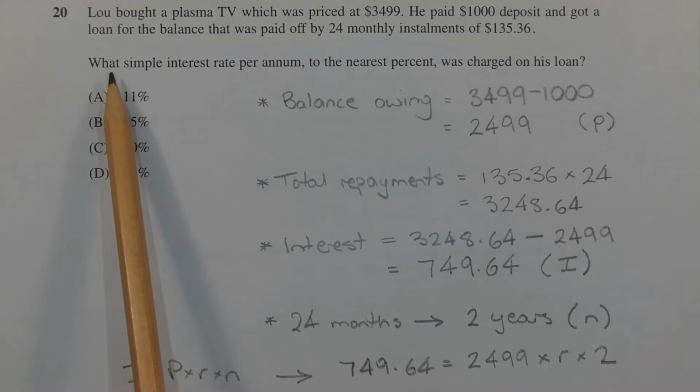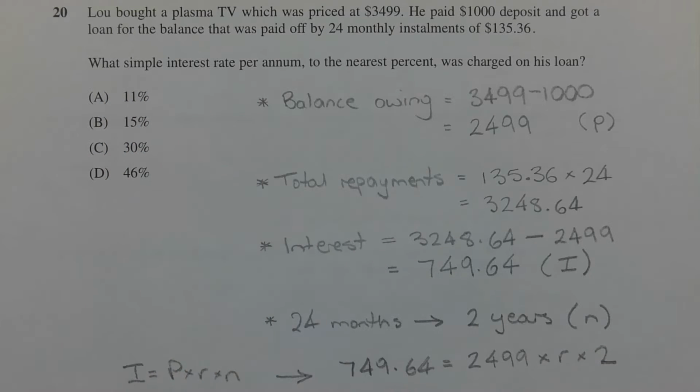The question is asking for the simple interest rate per annum, or the flat rate of interest per annum. So ultimately we will be using the formula I equals P times R times N and rearranging that formula to make R the subject, since R represents the simple interest rate per annum.